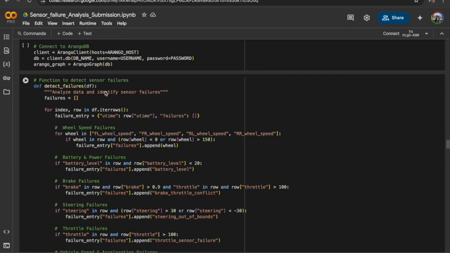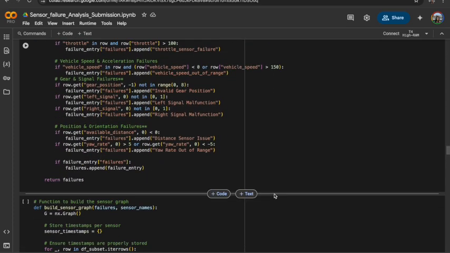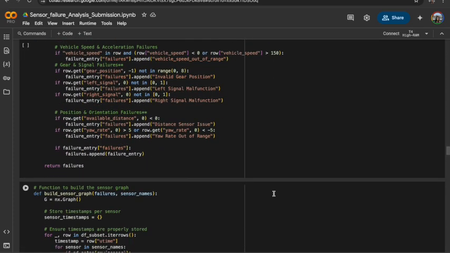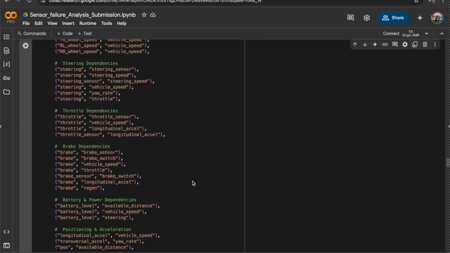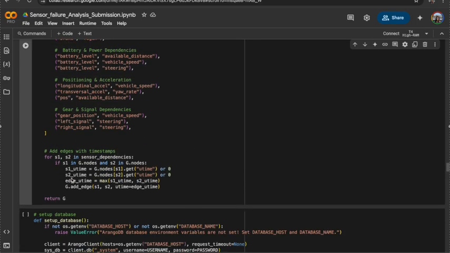Then I created a function to detect the sensor failures, adding the threshold values to all the sensors to detect the failure. To analyze the sensor failures, I converted the dataset into a graph structure. Each sensor is represented as node and the dependency between the sensors, for example, steering affecting the yaw rate, are modeled as edges. Here I have defined all the sensor dependencies and then I'm connecting the edges with the timestamp.